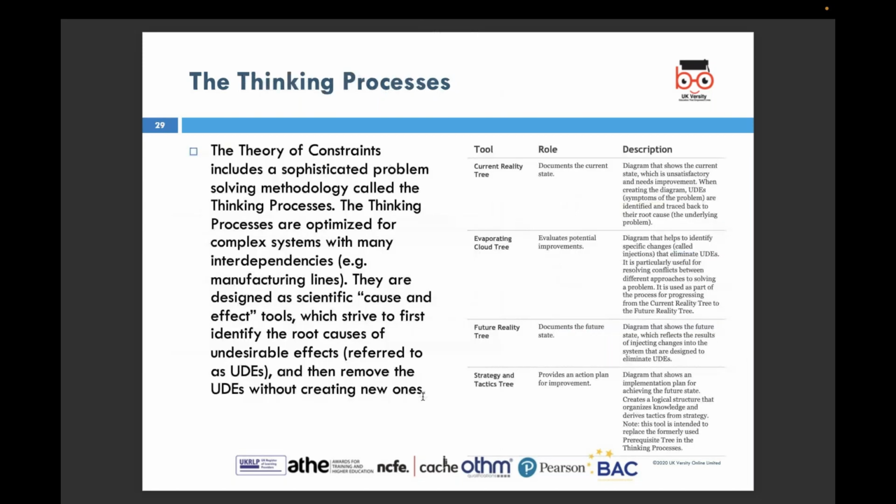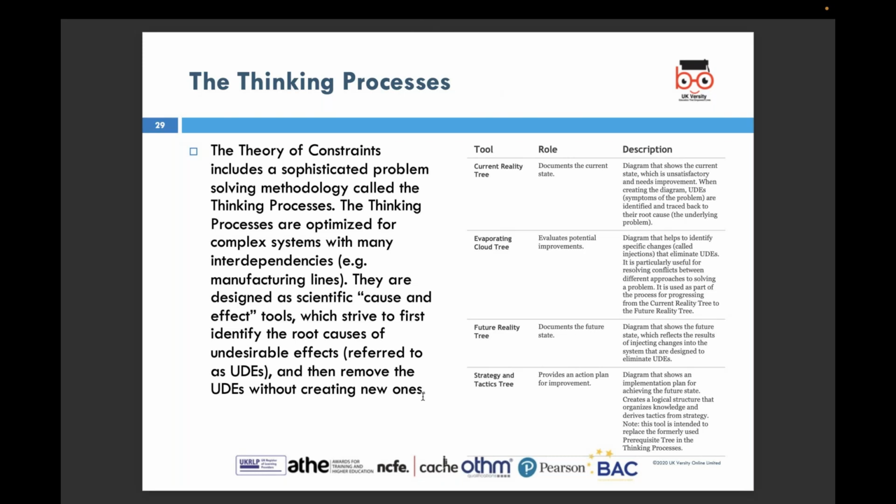Thinking processes are specifically designed for complex systems with numerous interdependencies, such as manufacturing lines. These processes serve as scientific cause and effect tools that aim to identify the root cause of undesirable effects and effectively eliminate them without creating new issues.